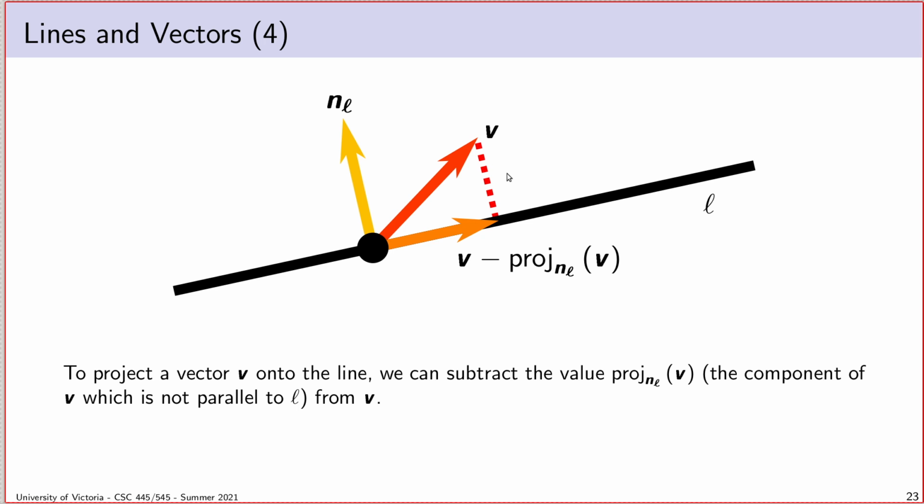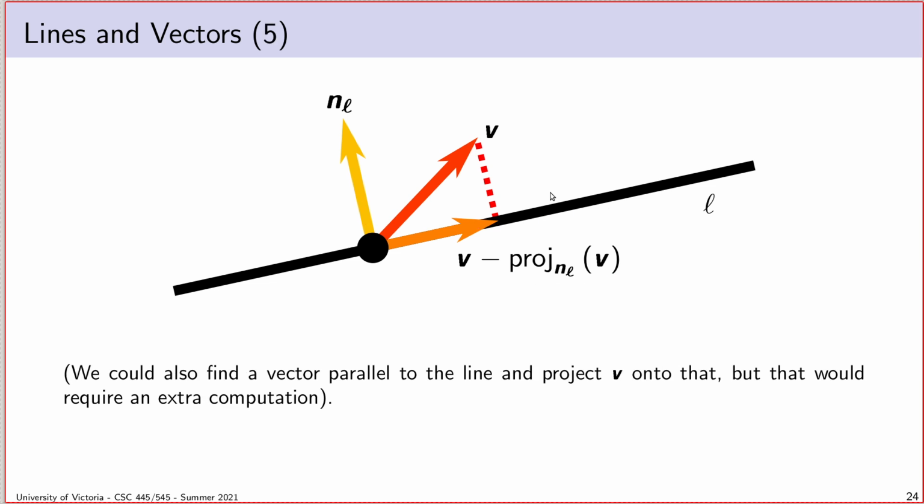So I know the normal vector is perpendicular to the line. Therefore, if I were to compute the component of v in the direction of the normal vector, and then just subtract that off of v, whatever I'm left over with has to be parallel to the line, because I deleted all of the component of v that was perpendicular to the line. So I get this: v minus the projection of v onto the normal vector will give me a vector parallel to the line.